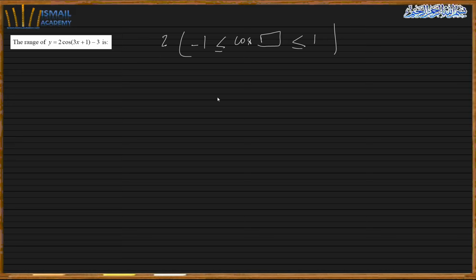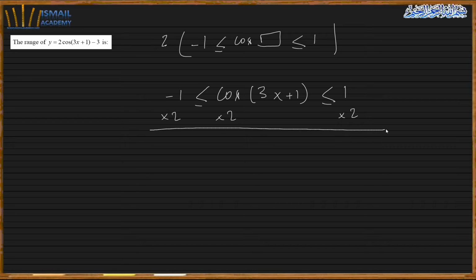So here I start with the expression: cosine of 3x plus 1 is between 1 and minus 1. So I multiply every term by 2. So it's going to be minus 2 is less than 2 cosine of 3x plus 1, which is less than 2. Then I subtract 3.